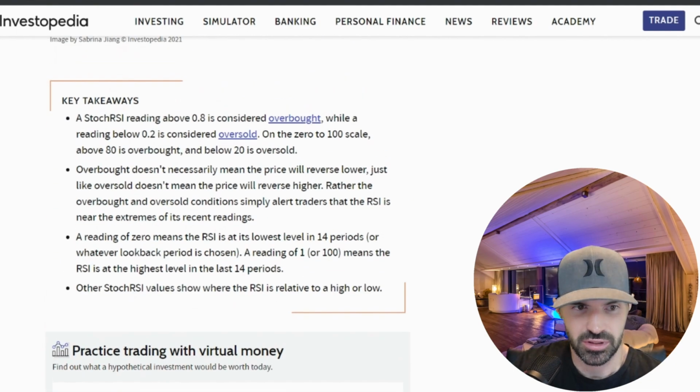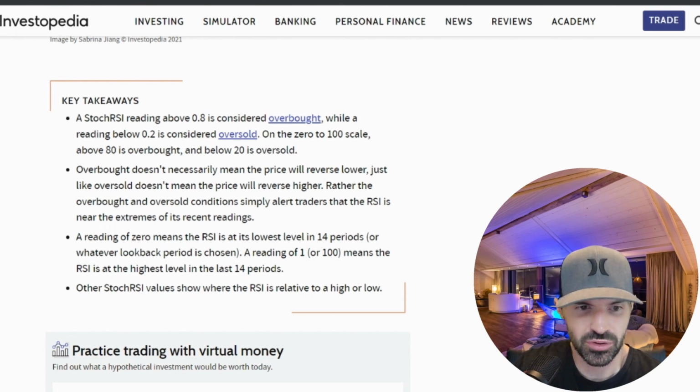Key takeaways. A stochastic RSI reading above 0.8, or 80, is considered overbought, while a reading below 0.2, or 20, is considered oversold. Overbought doesn't necessarily mean the price will reverse lower, just like oversold doesn't mean the price will reverse higher. Rather, the overbought and oversold conditions simply alert traders that the RSI is near the extremes of its recent readings.